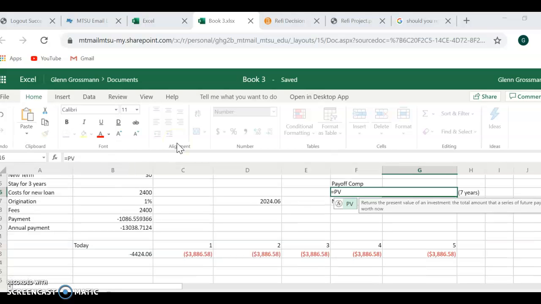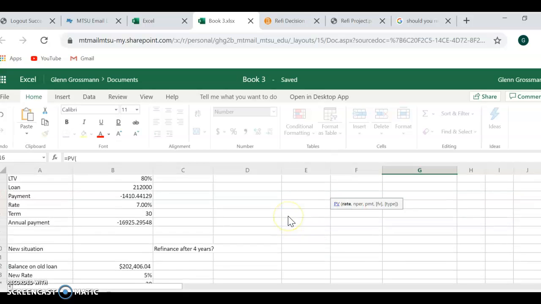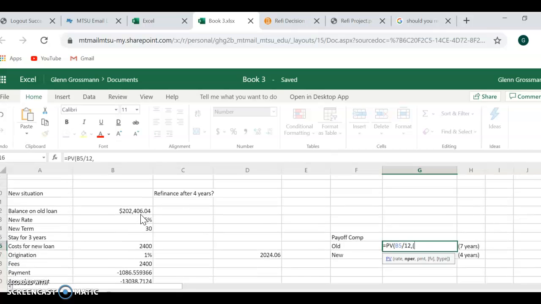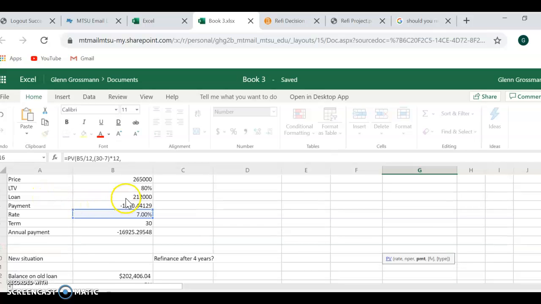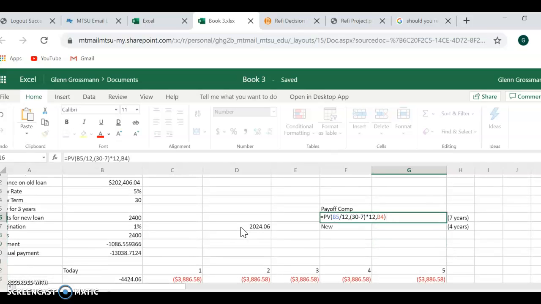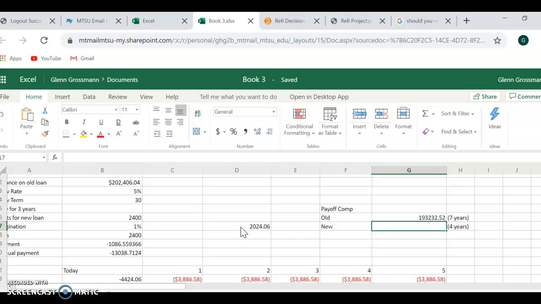Okay, so I think I had it right the first time, but we'll take our present value function and then go up, find our old rate, 7 divided by 12, and then we'll put in our 30 minus 7, and then we will multiply that by 12, and then point to our payment, and then close that parentheses, and there we go. That's our old one.